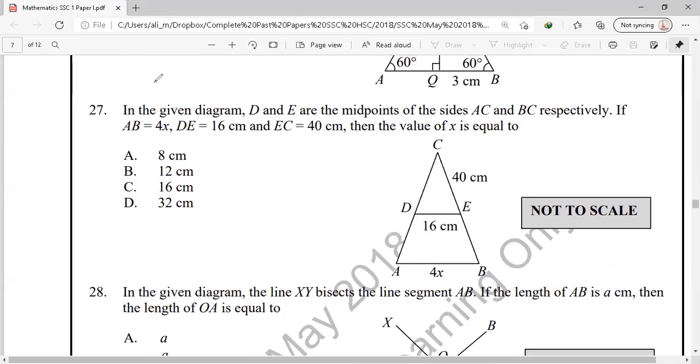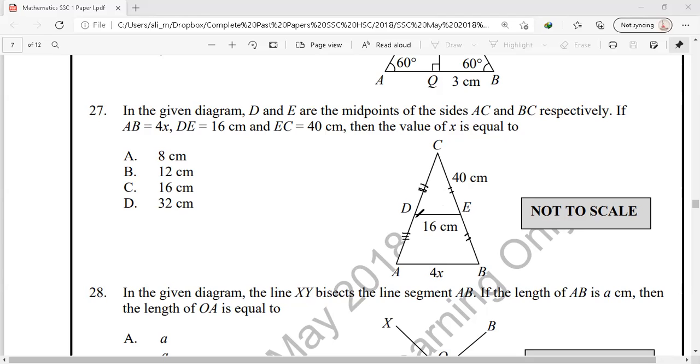Next, we have question number 27. In this question, we have a given diagram in which D and E are the midpoints. Midpoints means ये दोनों segments आपस में बराबर हैं और ये segment इस segment के बराबर है. Then AB is 4x, DE is 16, and EC is 40. Then we have to find the value of x. So x की value find करनी है.